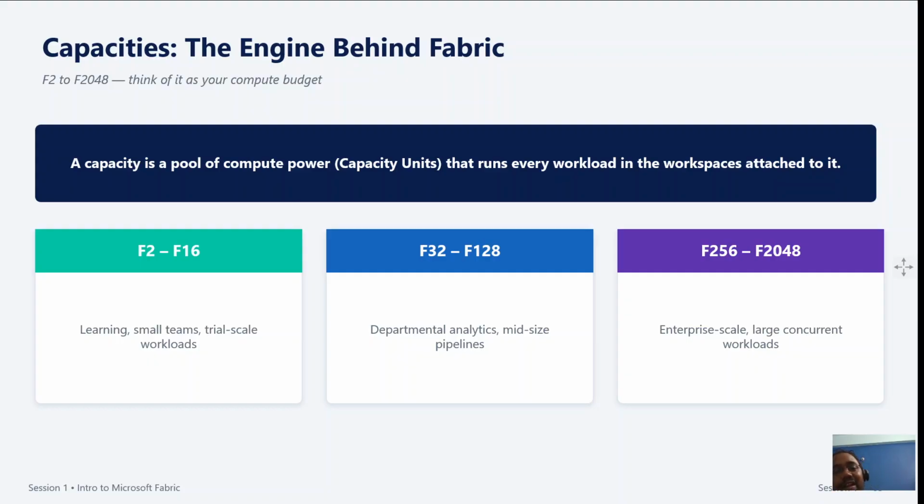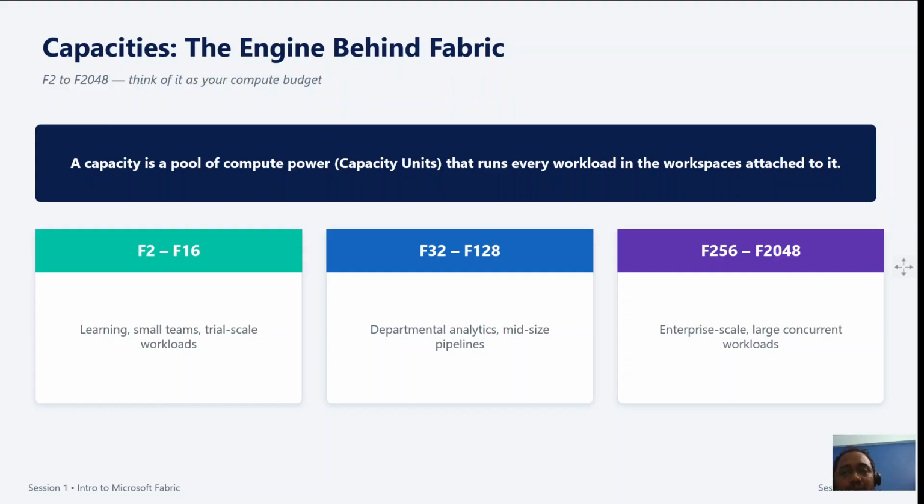Okay. So F2 to F16 is ideal for learning, and if you want to get started with smaller teams, we can make use of it. F32 to F128 is typically for departments running regular pipelines. F256 to F2048 is for enterprise-level concurrent jobs, larger warehouses, and thousands of report viewers. In such scenarios, this is how the ladder of F SKUs can be used.